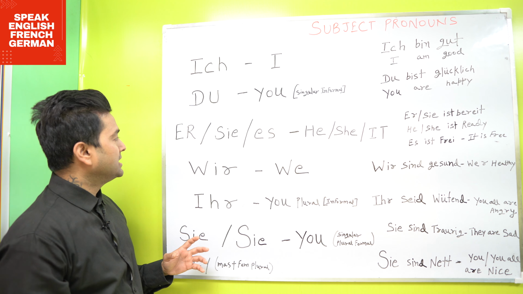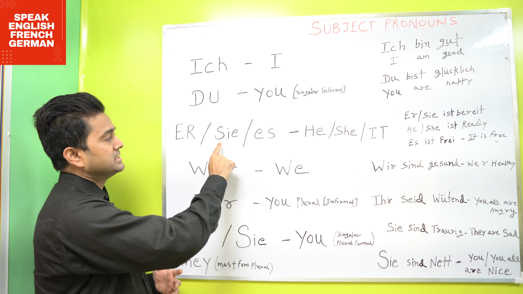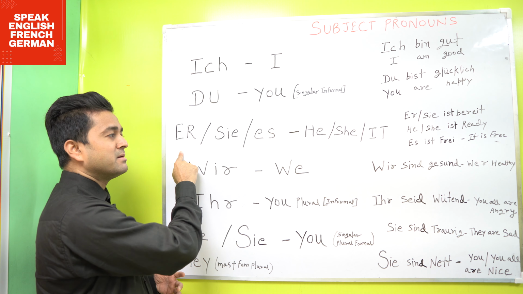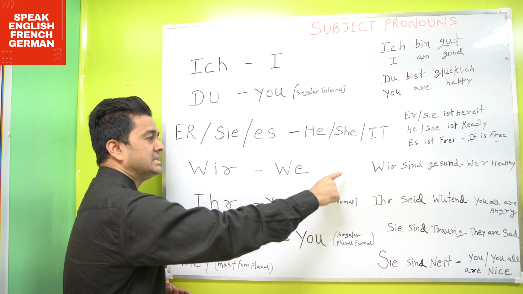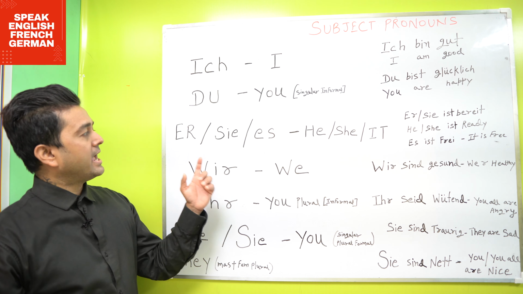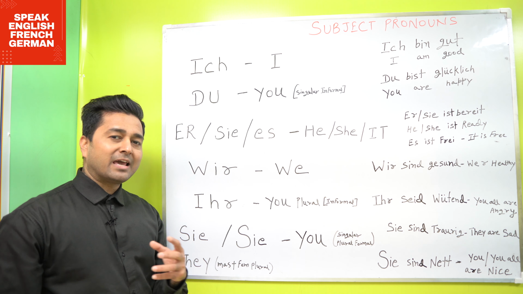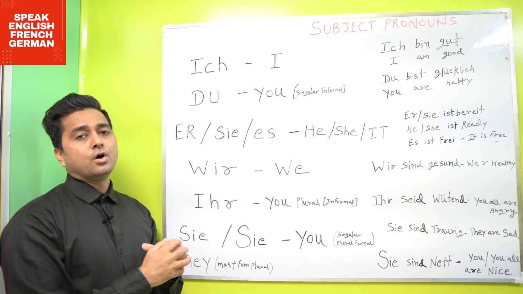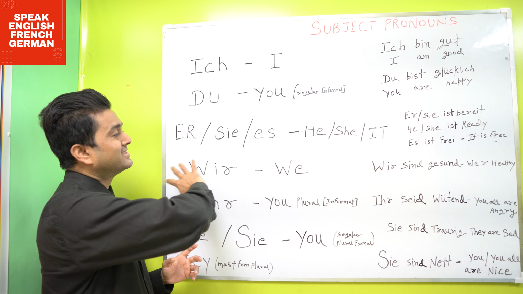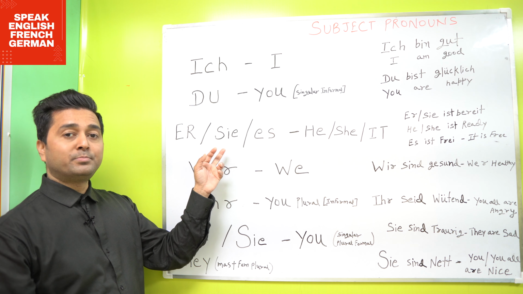Here you can see er, sie, es. Er means he, sie means she, and es means it. So why are we putting them together, why are we writing them together? Because in German language, whenever we conjugate a verb, we have to use the same part of conjugation with all these three subject pronouns, because you can understand it's a third person singular.